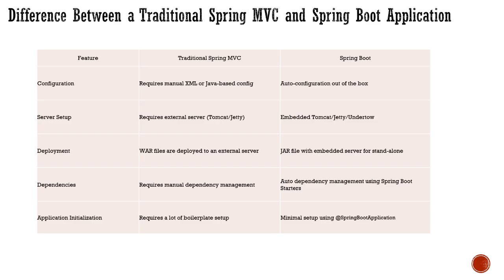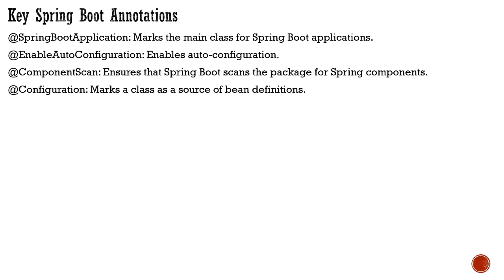But with Spring Boot, this jar file can be run immediately as a standalone application, right? Dependencies: now you have to manually research, check what is compatible, and do the dependency management. But Spring Boot does automatic dependency management using the starter framework, right? Application initialization requires a lot of unnecessary boilerplate code, but a Spring Boot application will run with minimal setup. Now for annotation, we already discussed this: the main class is marked with @SpringBootApplication.